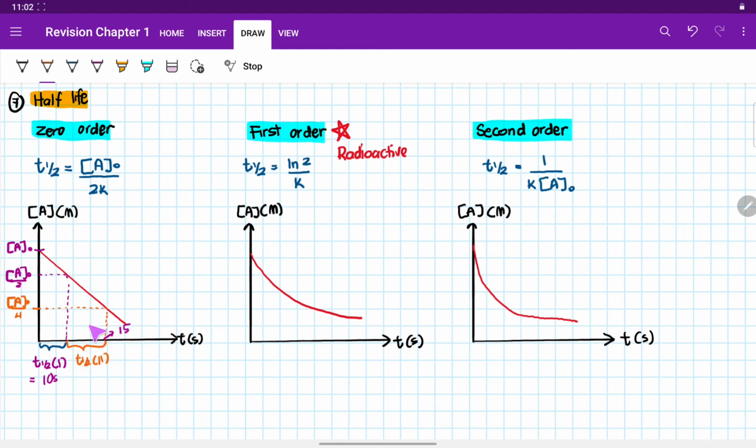Sebab apa? Dia bukannya start daripada kosong. Dia start daripada 10 dekat sini. Okay, so maksudnya, my second half-life over here, to get the value of the half-life, it will be 15 minus 10. So, the half-life will be 5 second. Okay, now, apa signifikannya dekat sini?